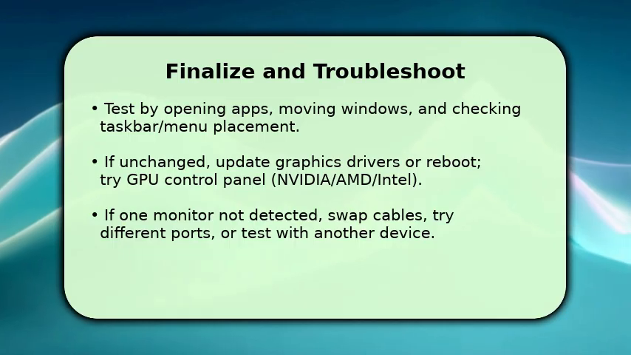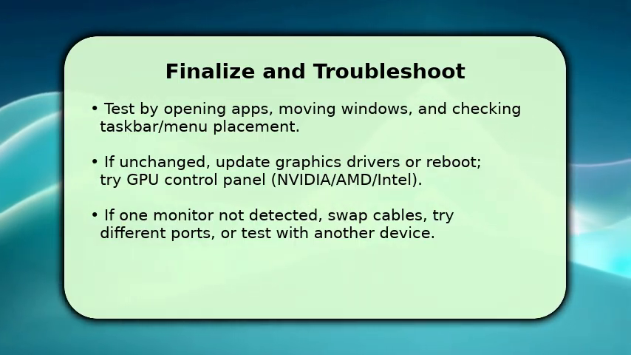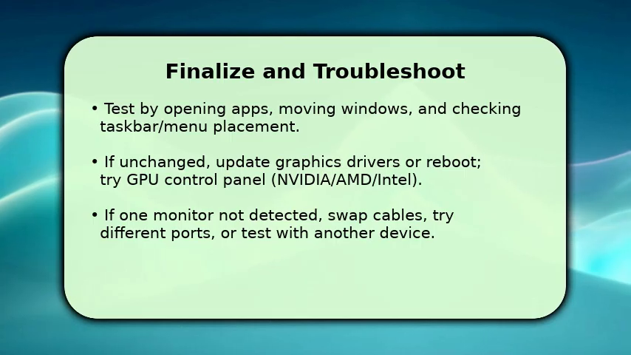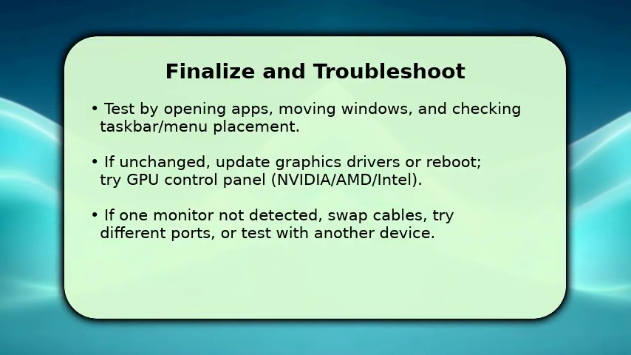If a monitor is not detected, swap cables and ports or test the monitor on another machine to isolate hardware faults. That single troubleshooting tip, update drivers and swap cables, fixes most stubborn primary display problems.